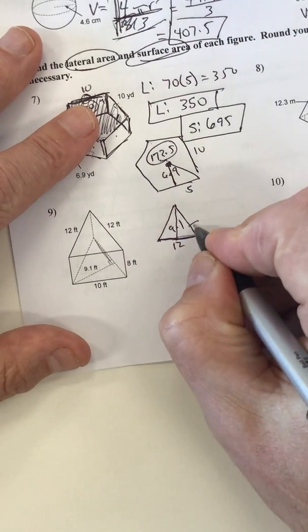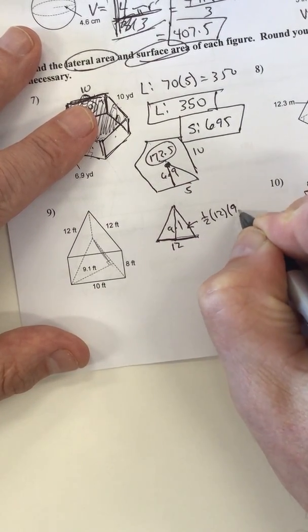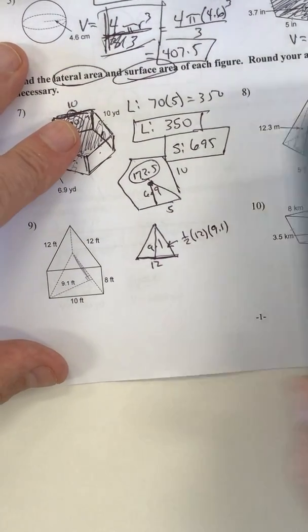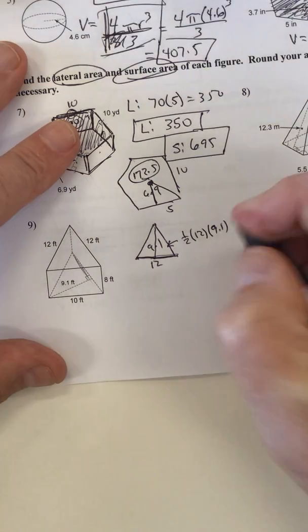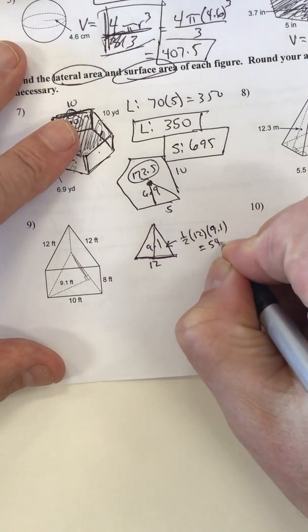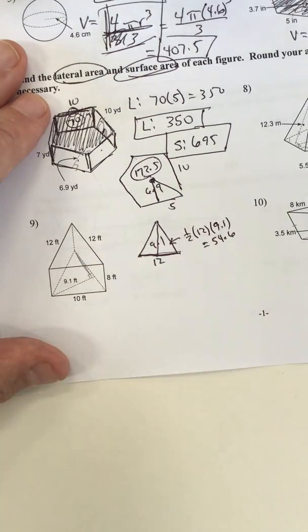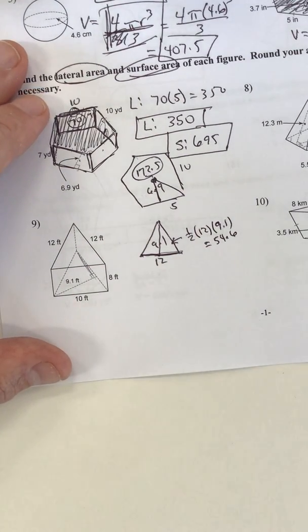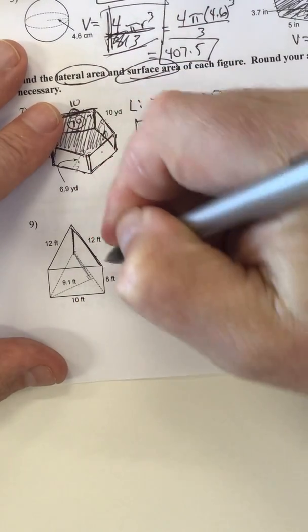So there's the lid. The area of that lid is 1/2 times base times height. So 6 times 9.1, 54.6. Okay, so I've got a bottom lid triangle that's 54.6 and a top lid triangle that's 54.6. Now I'm going to go for the sides.